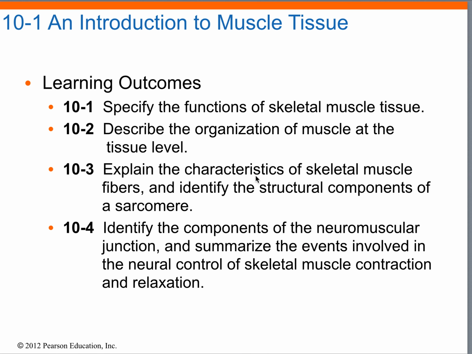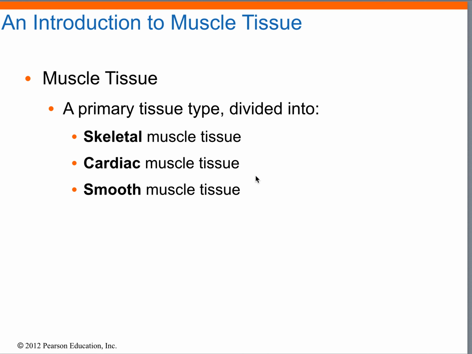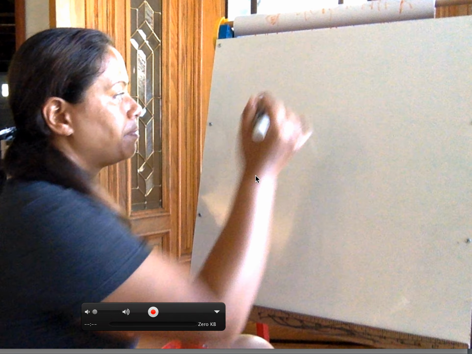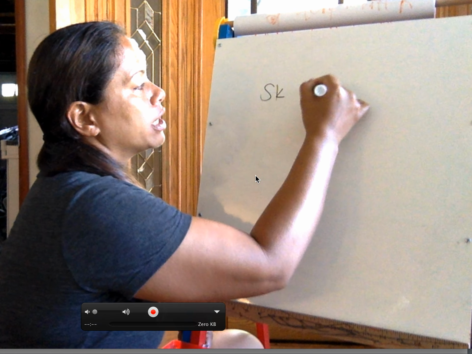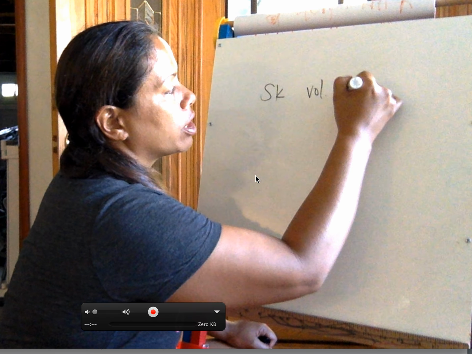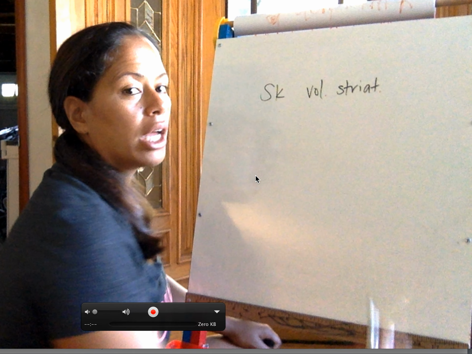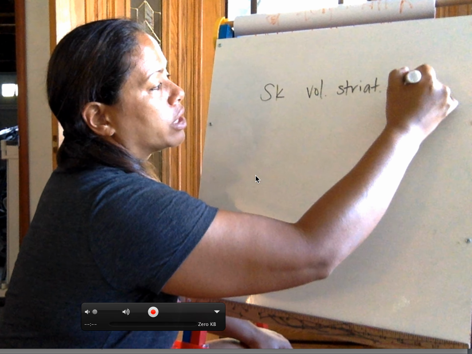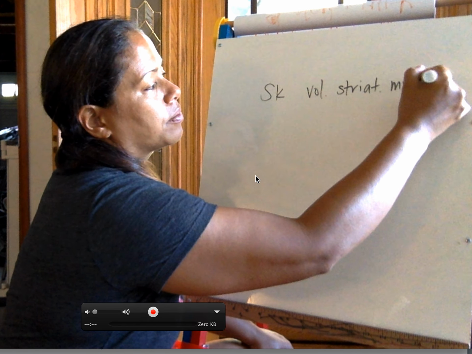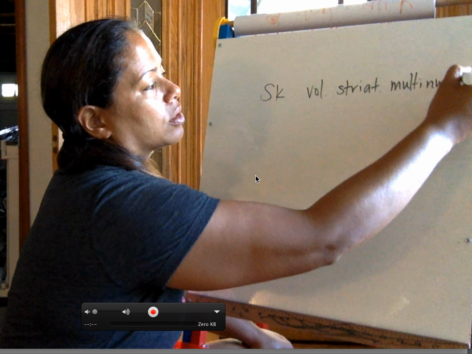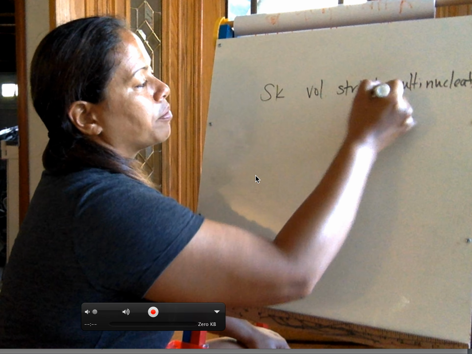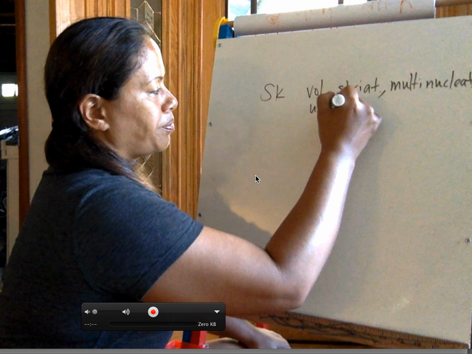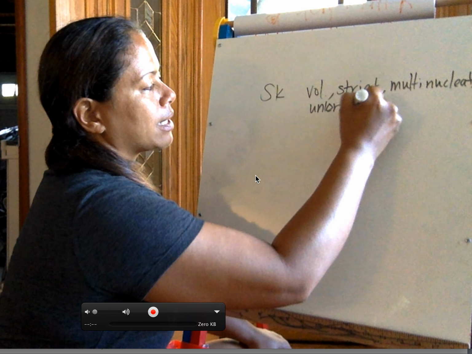We have muscle tissue. We're going to cover some of the concepts. So let's review. Skeletal muscle versus cardiac and smooth. What did we say skeletal muscle was? Well, skeletal muscle is voluntary, right? It has lines, so we call it striated. And then it has many nuclei for each cell, so we call it multinucleated. And then it is what we call unbranched. So it looks like train tracks.